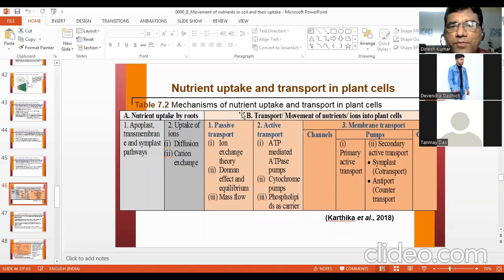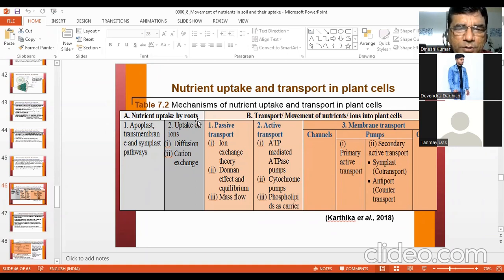So, the mechanism of nutrient uptake and transport in the plant cell. This subject is always together: mechanism of uptake and transport. Uptake will be completed only when the ions reach the xylem. Now you see nutrient uptake by roots. This is taken from Karthika 2018. She published very good information on this nutrient uptake.